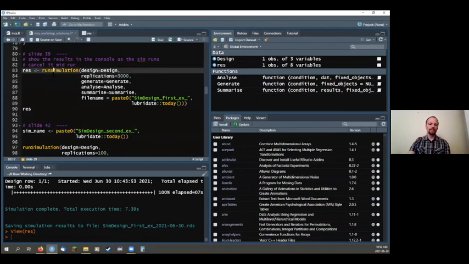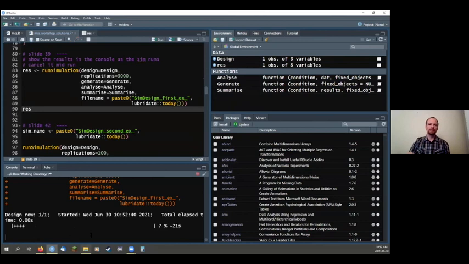And so when I run this particular chunk of code, you can see our progress bar, and it's chugging along, going through there. But then what happens if you've got a power outage and your simulation stops?